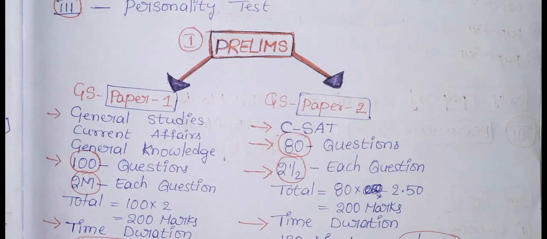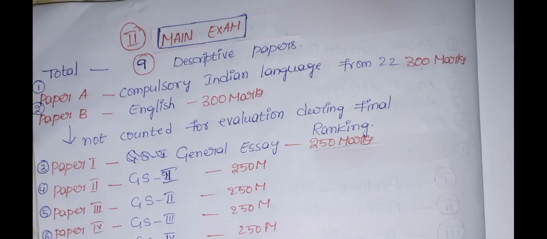So here, coming to the mains examination, there are a total of 9 descriptive papers. The first one is paper A and the second one is paper B. These are compulsory papers, just qualifying papers.